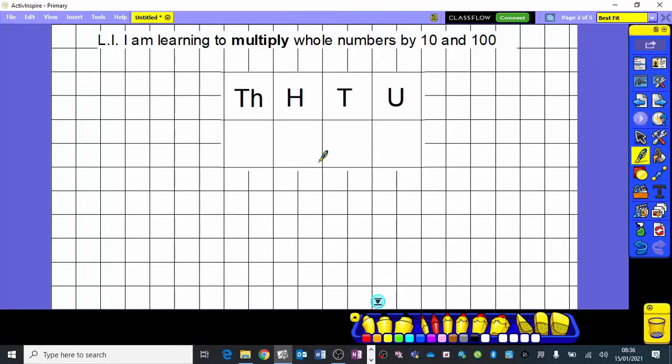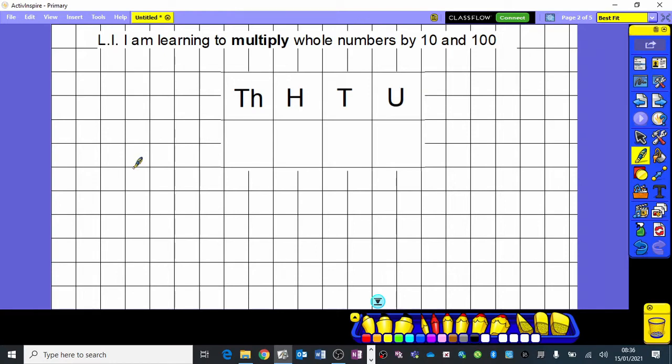Hi everyone. In today's video, we're going to be learning to multiply whole numbers by 10 and 100. Now, initially, this sounds like quite a complicated thing to do, but in reality, 10 and 100 are some of the easiest numbers to multiply by.